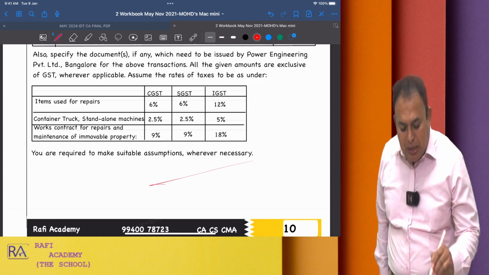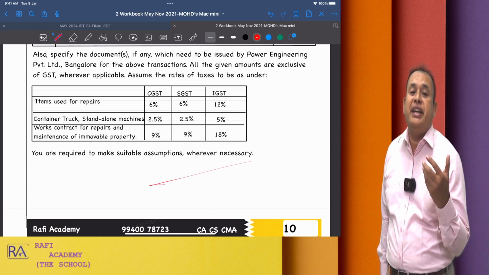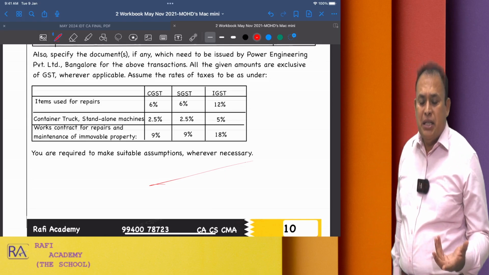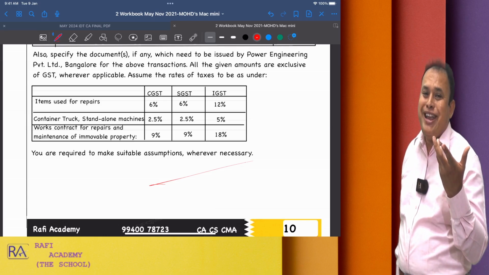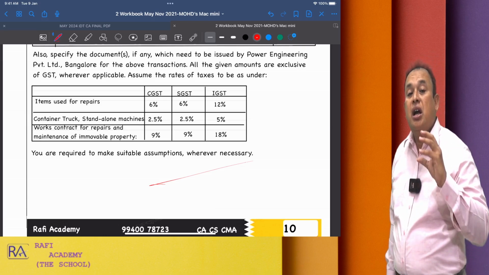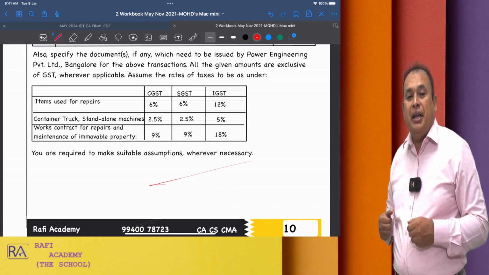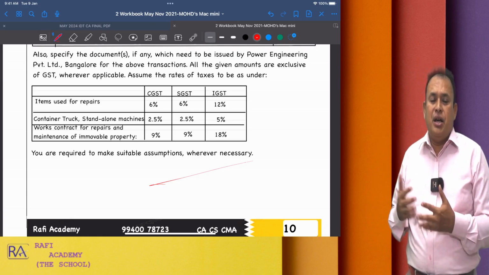What a great problem it is. It is called a comprehensive case study. What module 1 specifically says in the new syllabus of CA Final applicable for May 2024 exam onwards is case scenarios from scope of supply. It is one of the case scenarios.